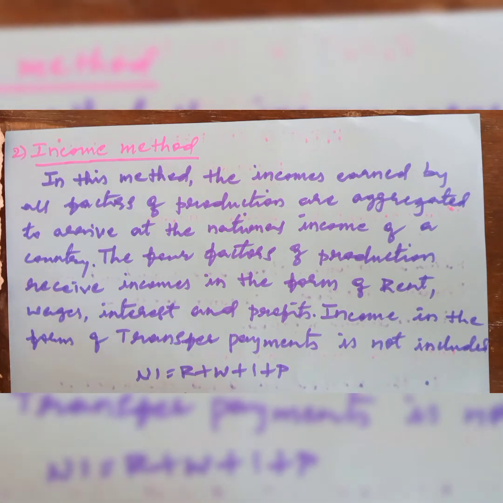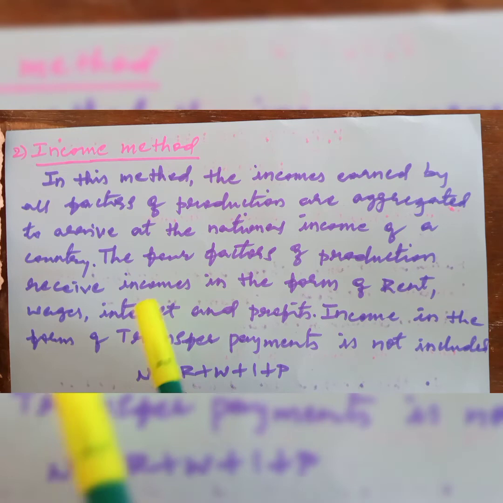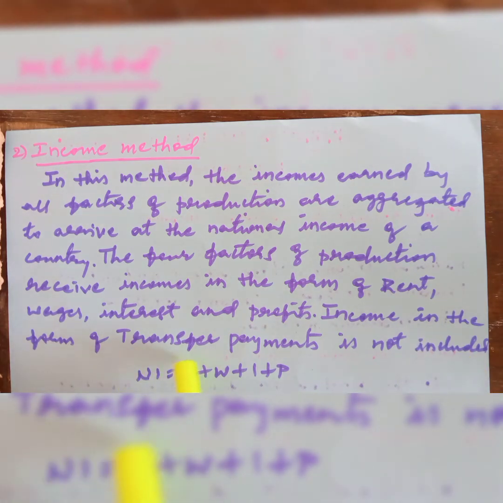Okay, so which income is calculated to calculate the national income? Only rent, wages, interest and profits. These four factors of production receive the income of each and every individual person. That income only will be calculated in the national income. But transfer payments are not included for the individuals, and will not be considered to calculate the national income. Okay, then what is the formula?